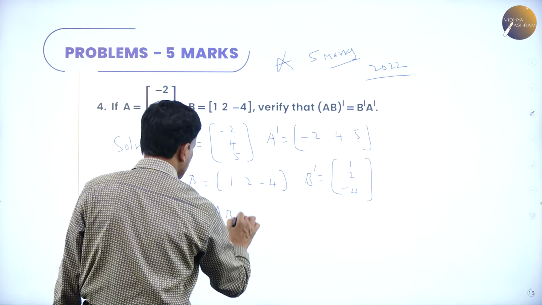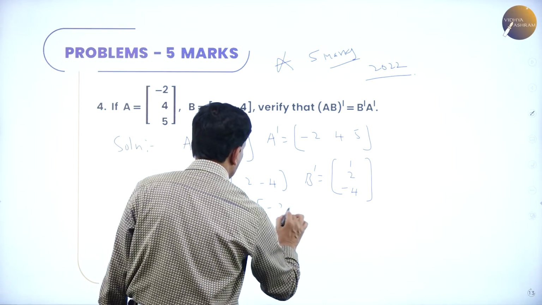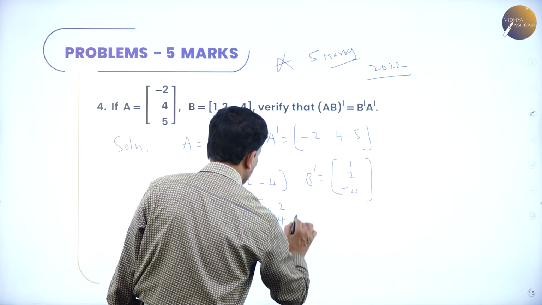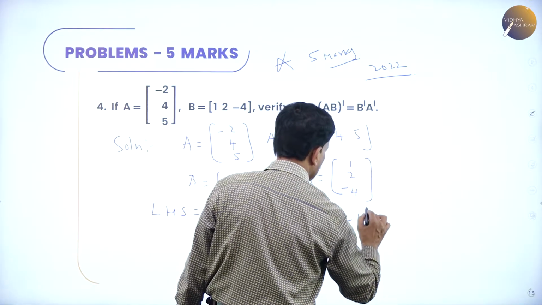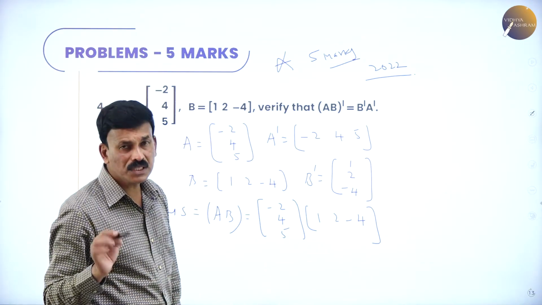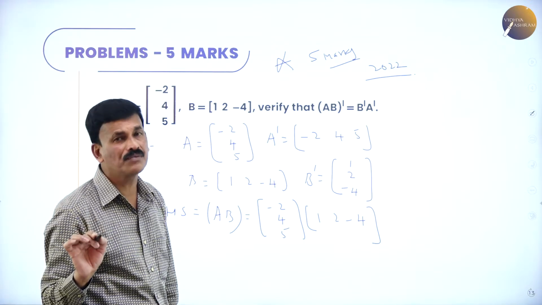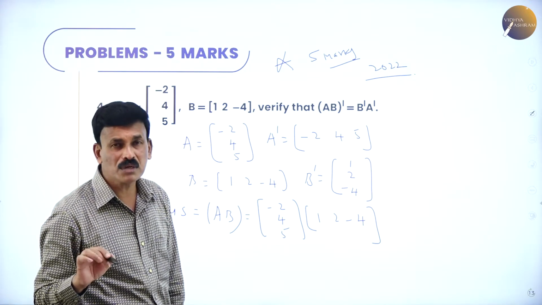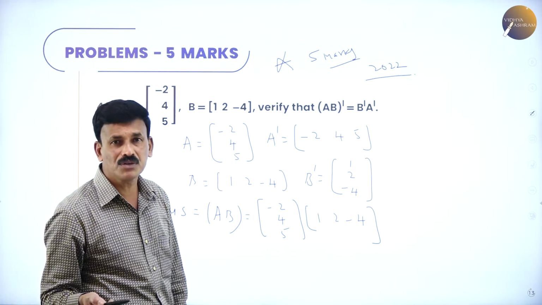First find out AB. Okay. What is A? A is equal to minus 2, 4 and 5. What is B? B is equal to 1, 2, minus 4. See here, just in the previous class itself I explained, while solving this type of problems you have to verify the order first, whether it is possible to multiply it or not. If it is possible to multiply, then what is the order we are going to get?